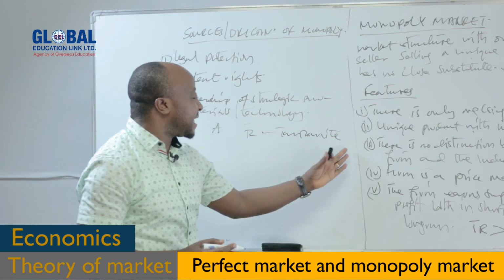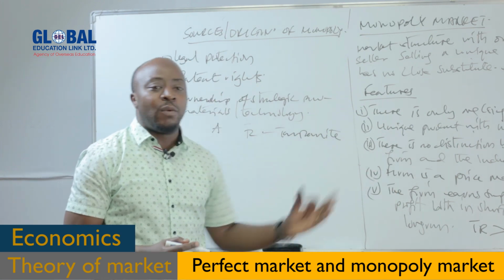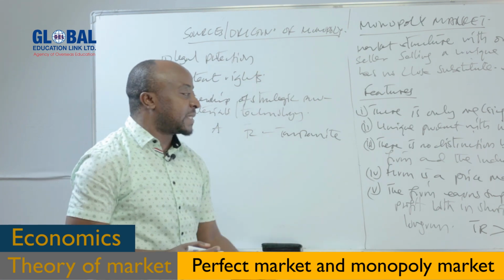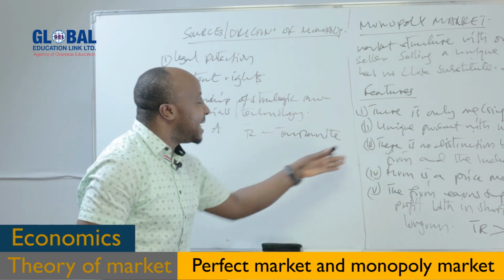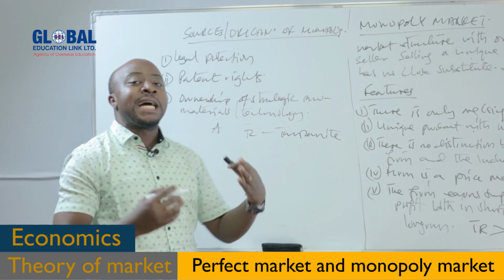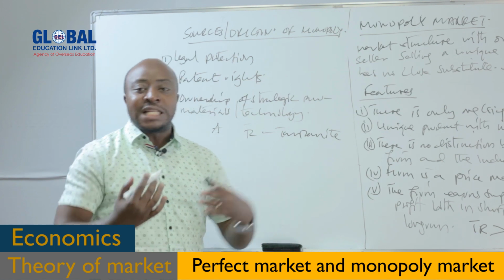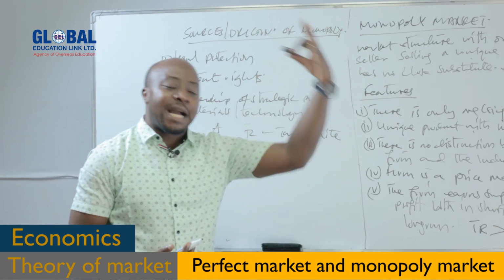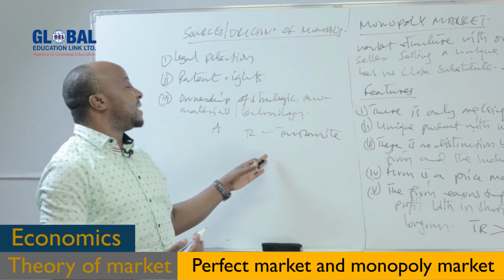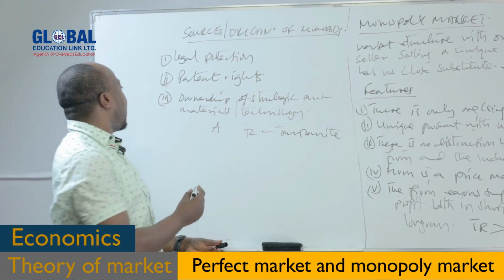So because this resource, Tanzanite, is not found in any other place in the world, Tanzania is emerging as a monopoly because of owning that strategic resource. So it means Tanzania is the monopoly of Tanzanite because we cannot find it in other countries. For that case, this is the third source of monopoly.